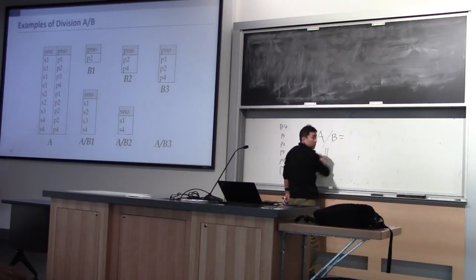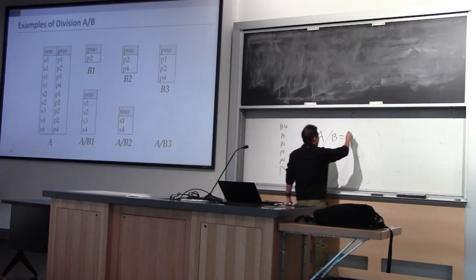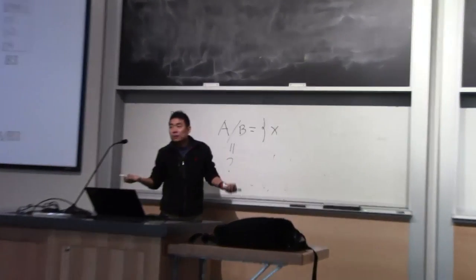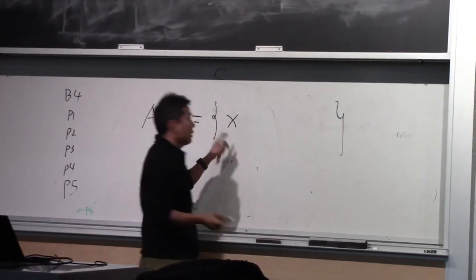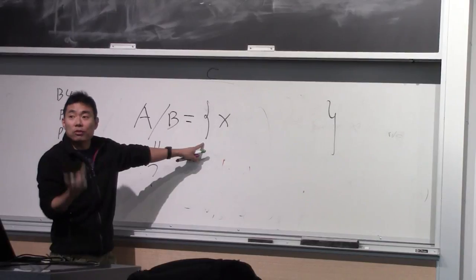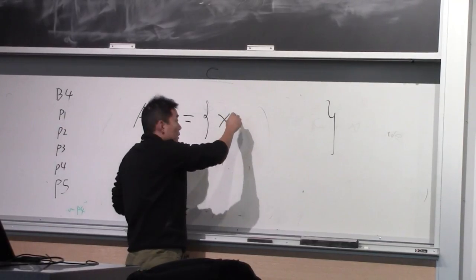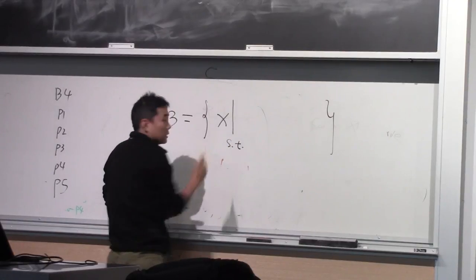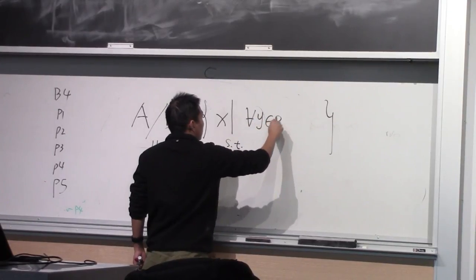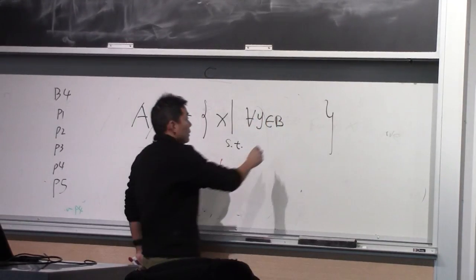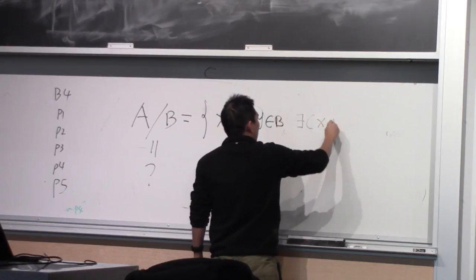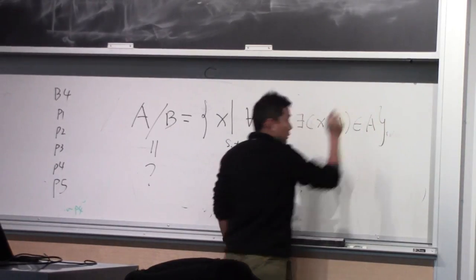I'm going to write it down, see whether you guys can follow me. You're finding all those x. You're finding a set, obviously. The output is a set. The question is, how do you define this set? You're finding all those x, where x is an element of this output set, such that for any y in B, there exists a pair x, y in A. That's what you're doing.